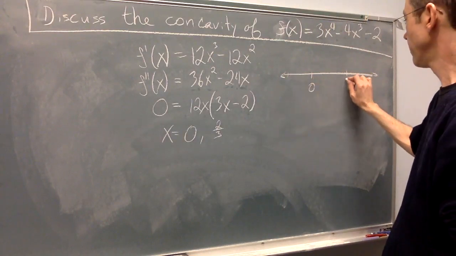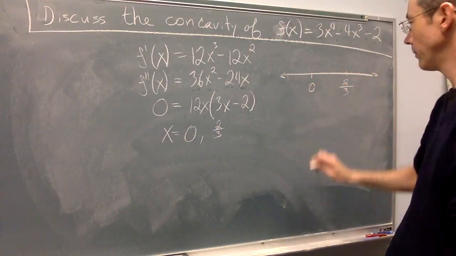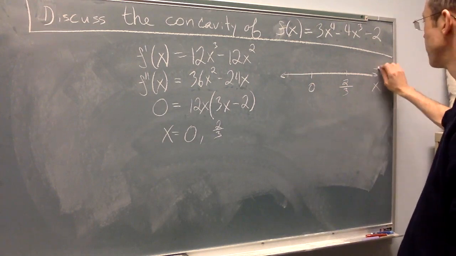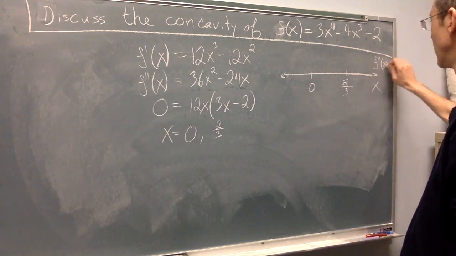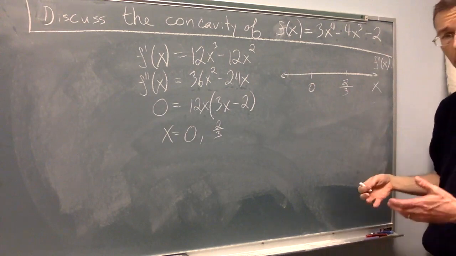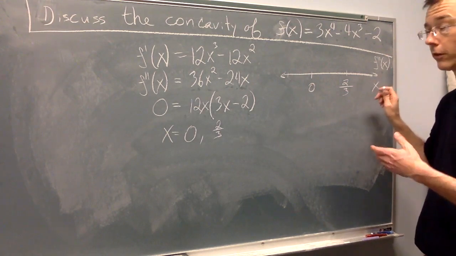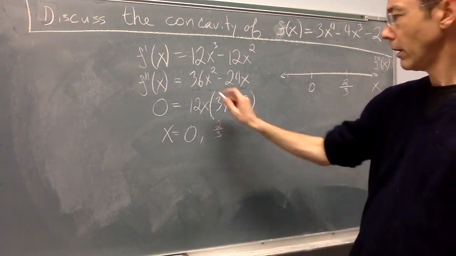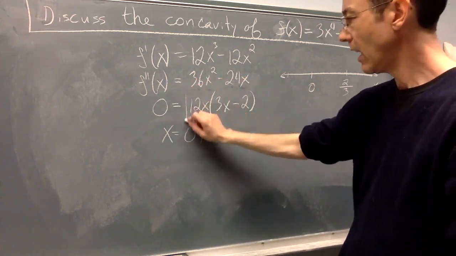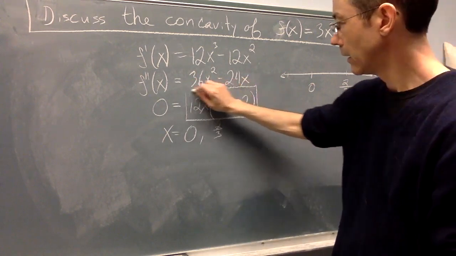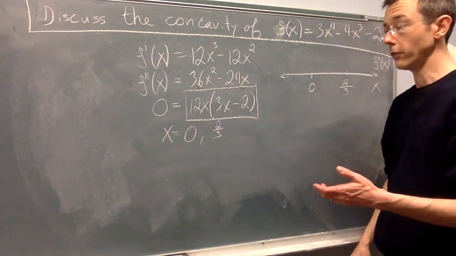My number line with my cut points labeled. And let's remember that I'm testing in f double prime. I want to know whether f double prime is positive or negative on each of these intervals. Now, f double prime is here. I'm going to use this form. The factored form will be easier.